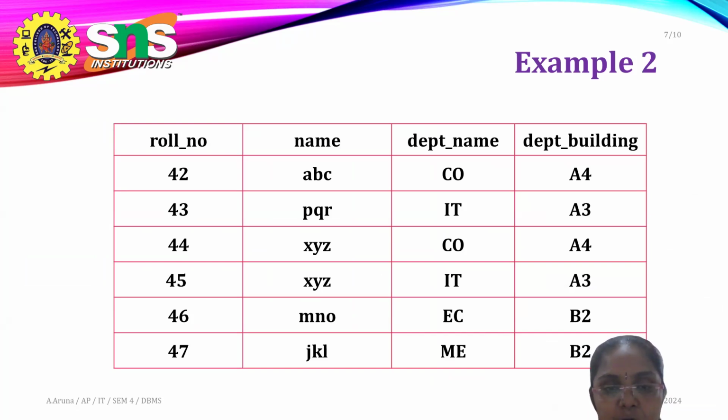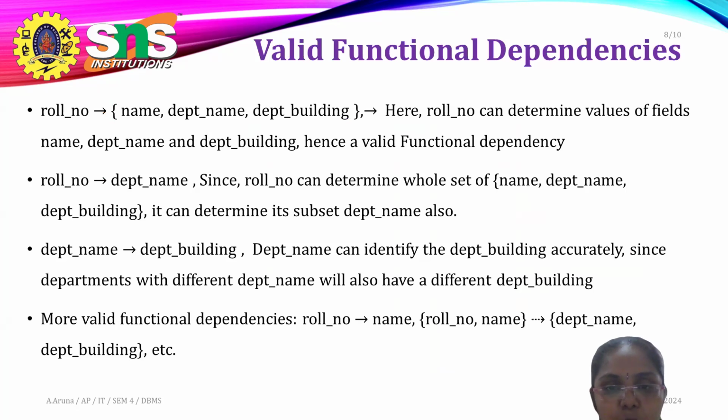dependencies presented. According to this particular table, roll number determines name, department name. Here roll number can determine the value of this. This is a valid functional dependency. Roll number can identify department, can identify department name. So these are identical, so mostly we can call this valid. More valid functional dependencies: roll number determines name, roll number and name determine department name and department building, etc. These are the valid ones.